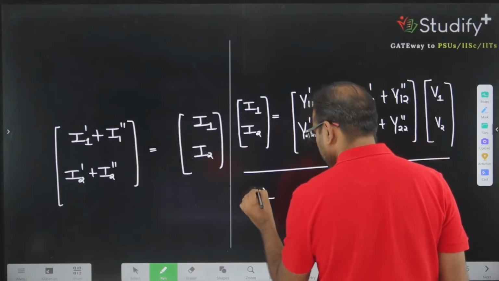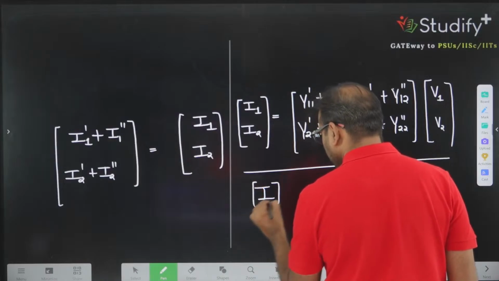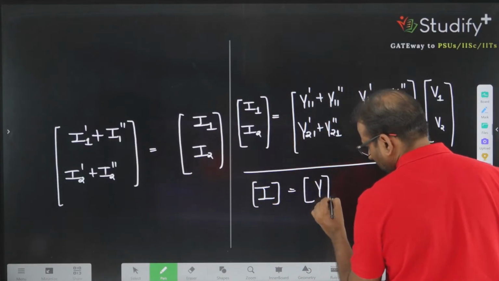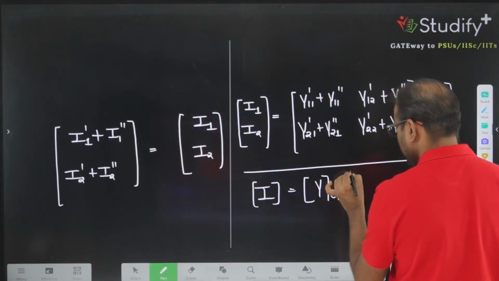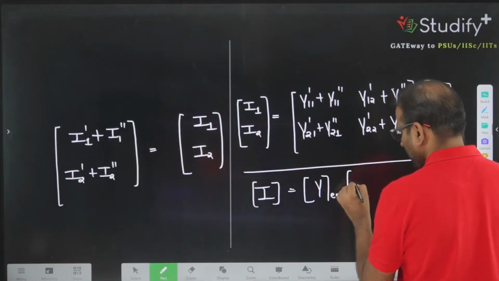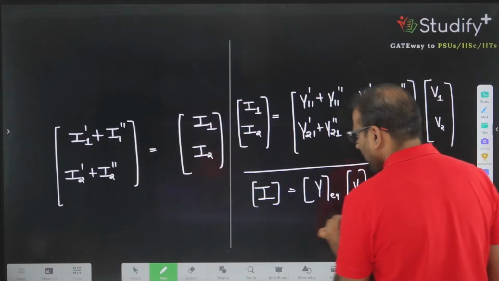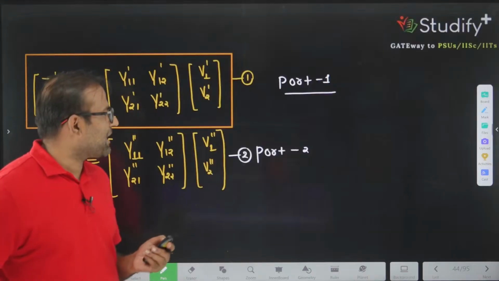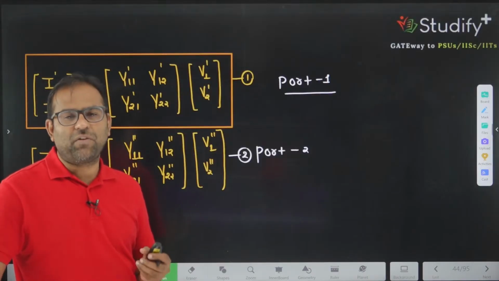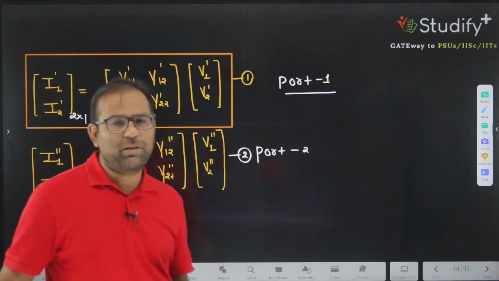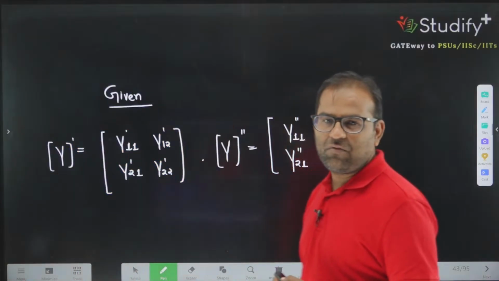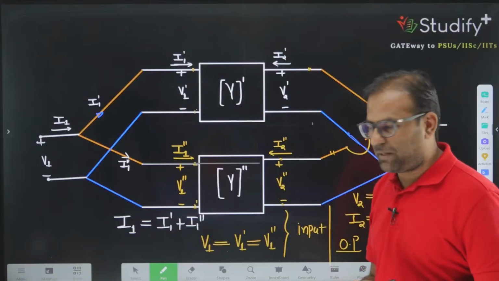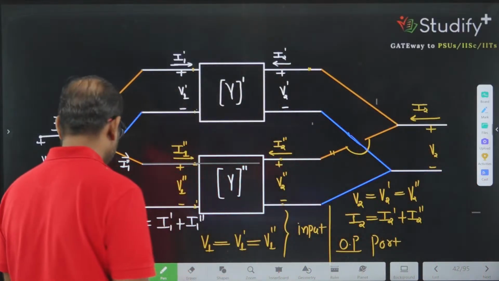You can say this is I, which is equivalent to Y equivalent into V. So when a two-port network is given in which fashion? In parallel fashion, you can directly add the Y parameters. You can directly add which parameters? You can directly add the Y parameter. This is the story of this connection of two-port parameters. So you can say this is parallel connection.